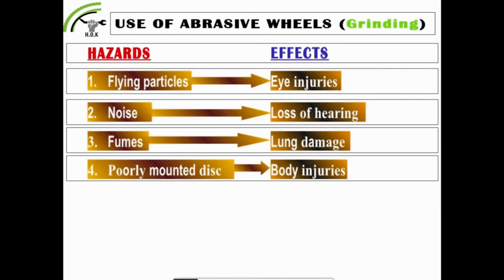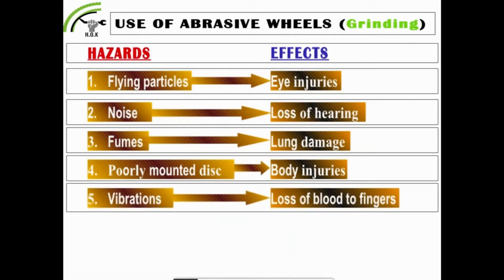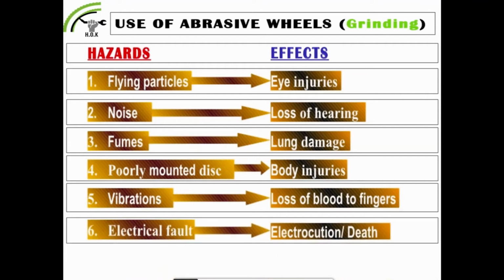Fifth one, vibrations, which will cause loss of blood to the fingers. Sixth one, electrical fault, which may lead to death of the operator. So friends, these are some hazards and effects generated by using abrasive wheels.